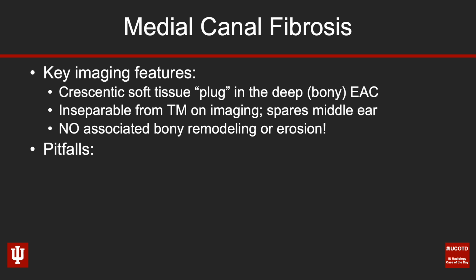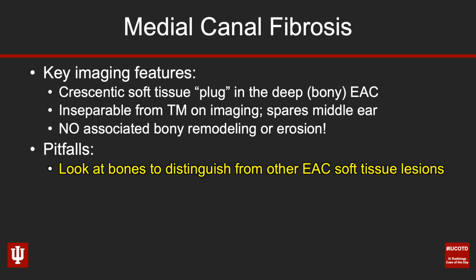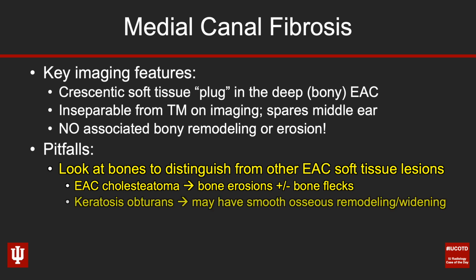Now, there are some pitfalls to keep in mind. Again, look at the bones. I think the bones are critically helpful in this case, and they'll help you to differentiate from some potential other etiologies of soft tissue external auditory canal lesions. So for instance, an uncommon diagnosis, but something that we see from time to time, are external auditory canal cholesteatomas. These should have erosion of the bone, and oftentimes it leaves behind these little bone flecks within that eroded, scalloped out component of the bony external auditory canal. So we don't see that with medial canal fibrosis.